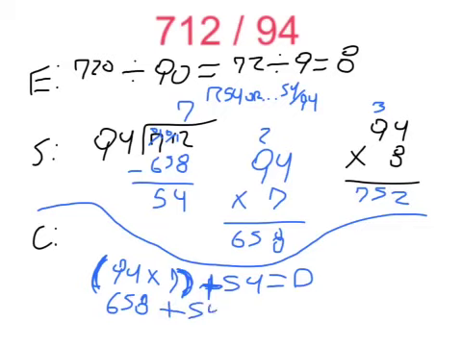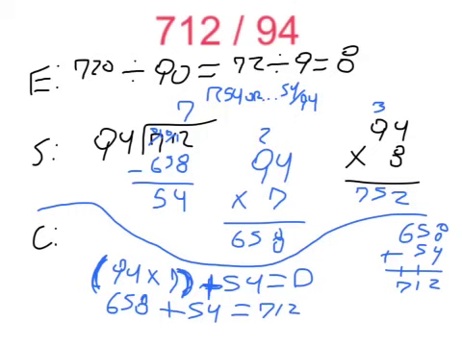658 plus 54 equals, let's see, I need to add this up. 4 plus 8 is 12, 5 plus 5 plus 1 is 11, 6 plus 1 is 7. 712, and that was our dividend, so D equals 712. And that was our remainder.